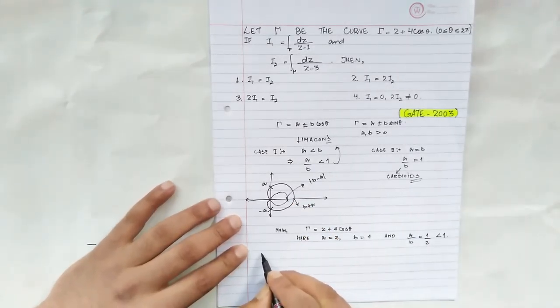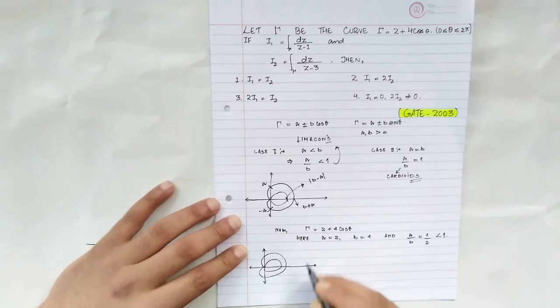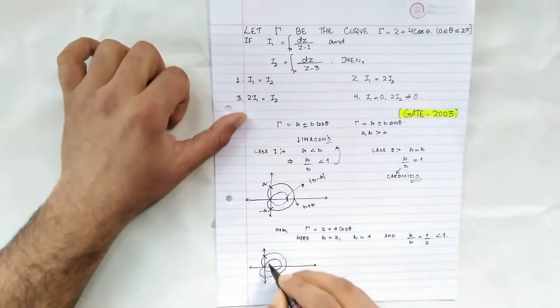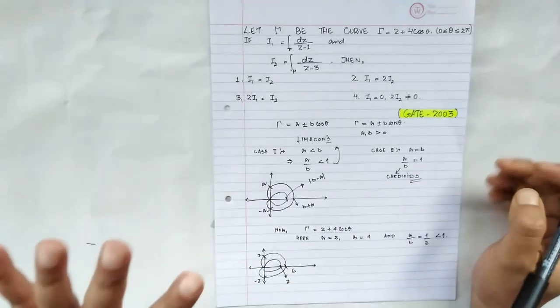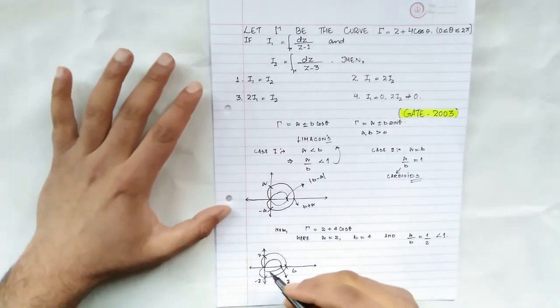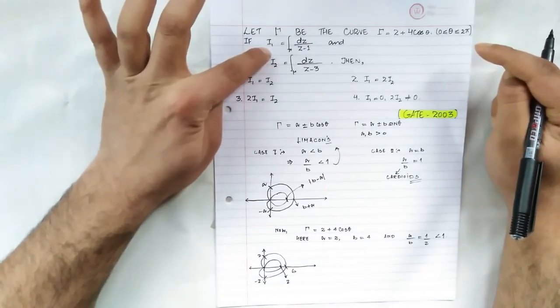So if we try to draw the figure for this question, the region that we'll be getting is something like this, right? This point here is 2, and this is negative 2, and this point is going to be 2, and this point is going to be 6. Okay, 2 and 6, that's it. That is the work we need to do before solving the first one and the second one.